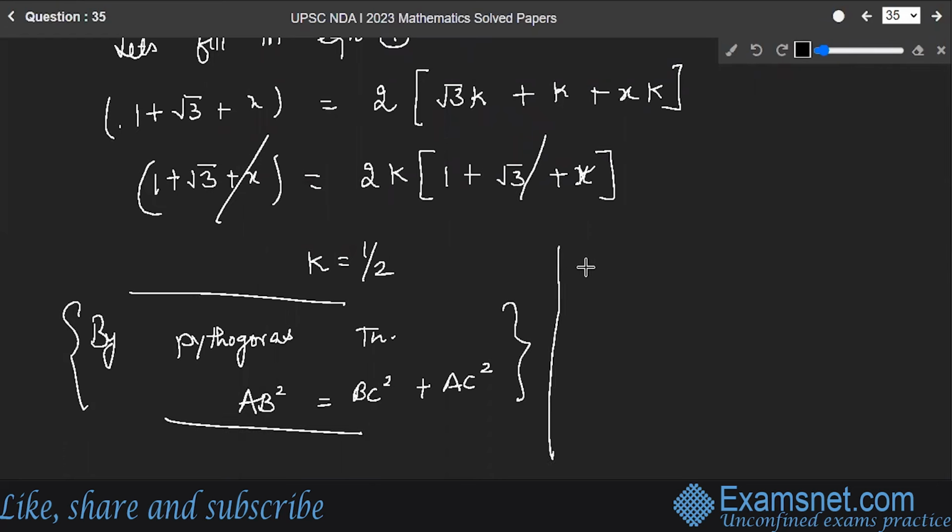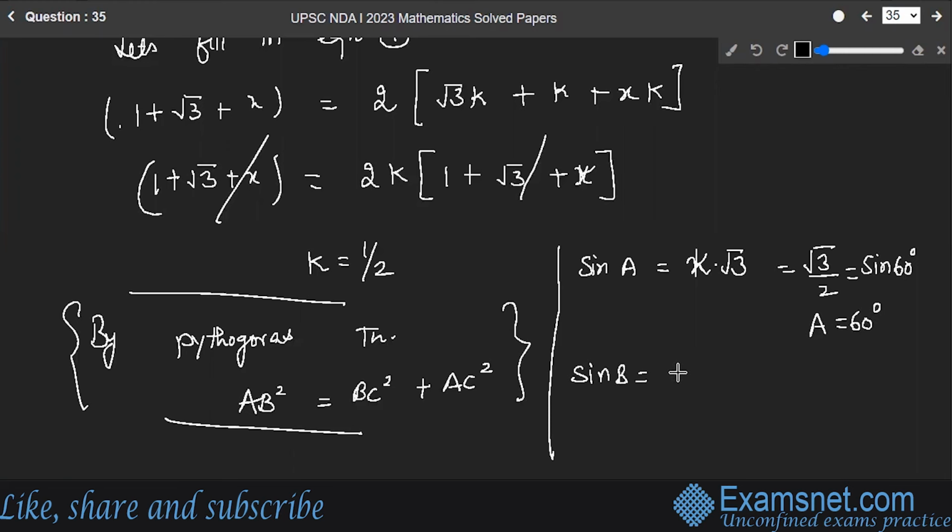You already had that sine A was equal to K into root 3. That means, with K being 1 by 2, this is equal to root 3 by 2, which is equal to sine 60, which makes angle A equal to 60. Further, sine B was equal to K, which is 1 by 2, which is equal to sine 30, which makes angle B 30. If A is 60 and B is 30, then C is definitely going to be a 90-degree angle. That is why I'm going to use the Pythagoras theorem over here.